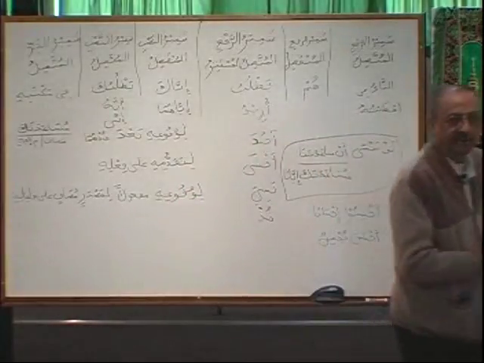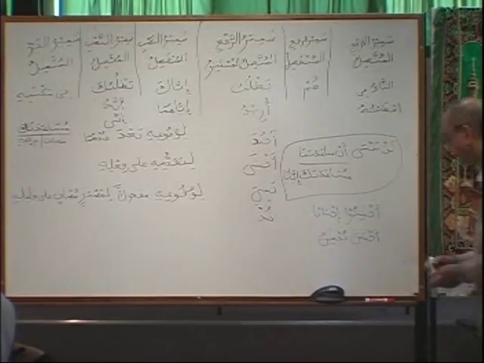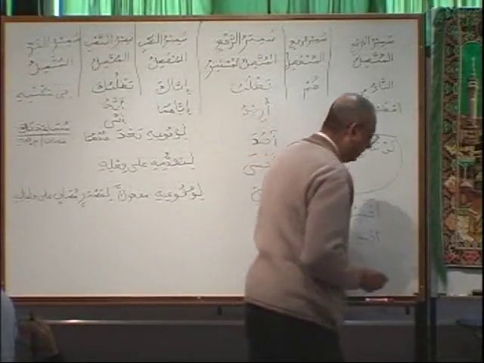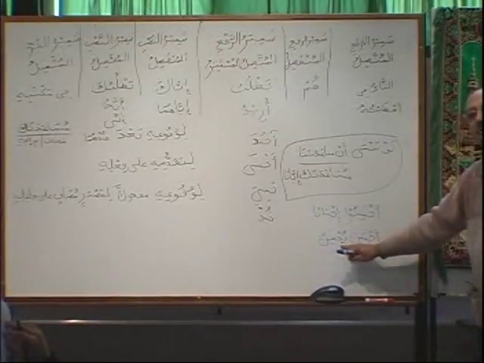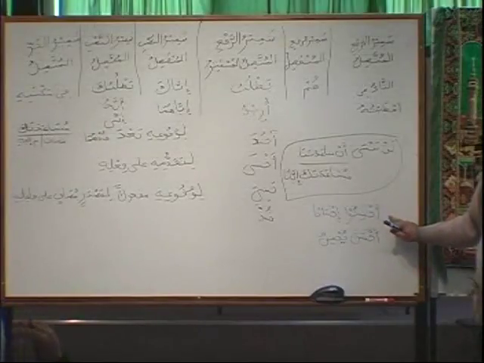Okay. And from here, brothers and sisters, yuhsinu. I can shoot 2 dots, but maybe the camera may not pick it up. Yuhsinu. Okay, brother and sister, look at it. Make amar from yuhsin. Ahsin. Do the best. Ahsana means he did excellent, he did very well. So, yuhsinu, make amar, ahsin. And then, ahsina. And then, ahsinu. So this is your amar.